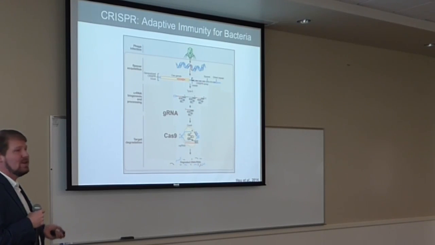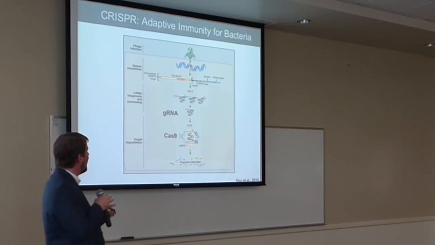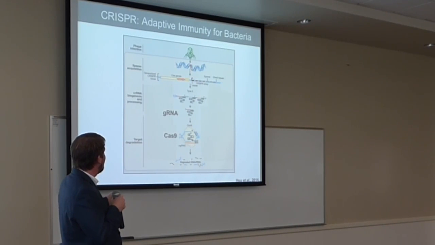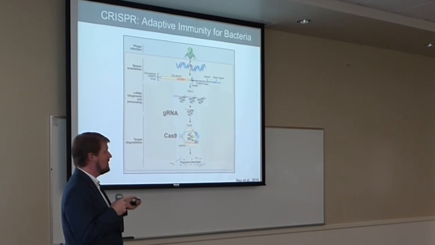In some systems, actually, the RNA is degraded. And I want to emphasize here something that I've kind of boxed out, which is that Cas9 is the most famous type of system, but there are other types of systems as well.